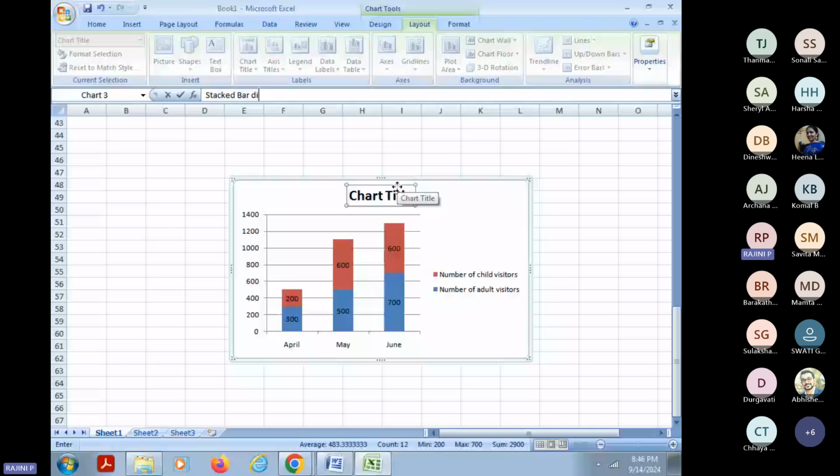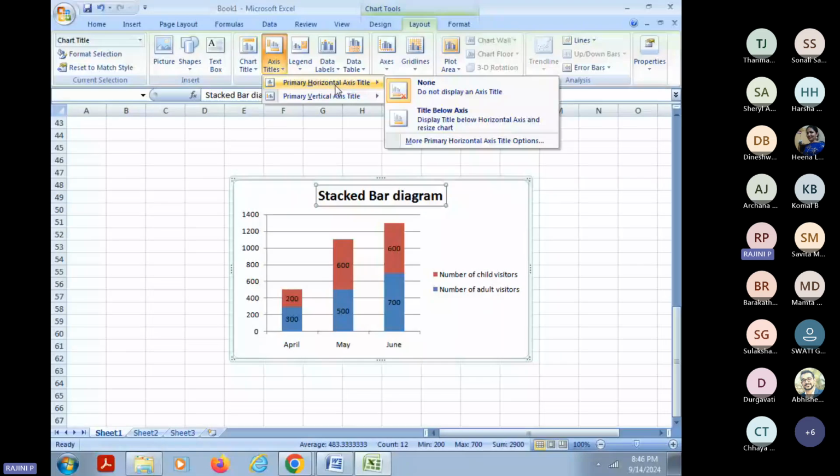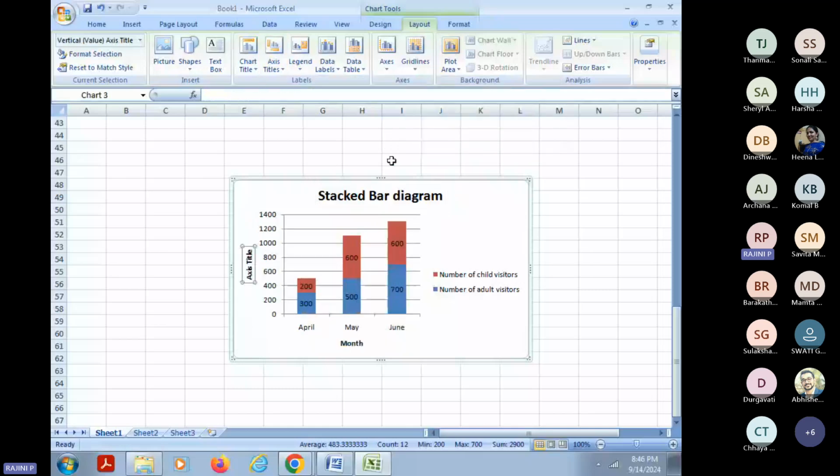Okay, and next one on the x-axis, you just give that it is the month, and then you go to the axis title, vertical, anything you can give. Here I'm giving number of visitors. Okay, this is a stacked bar or subdivided bar. Is it clear, everyone? Is it clear? Yes, ma'am.